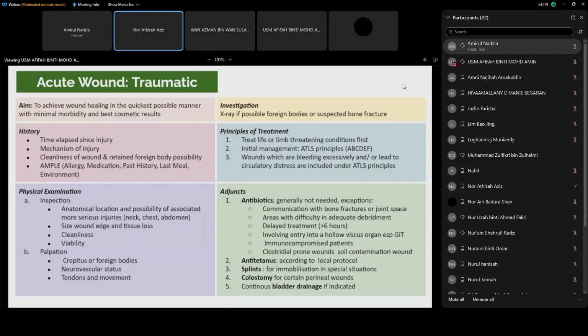Okay, for the adjuncts, antibiotics are usually not needed except in the case of communication with bone fracture or joint space, in areas with difficulty in adequate debridement, when there is delayed treatment, which is more than 6 hours from the onset of the injury, when there is involvement of a hollow viscous organ, for example the GIT, in immunocompromised patients, and in clostridial prone wounds, such as soil contaminated wounds. Next is antitetanus, according to the local protocol, splinting, colostomy for certain perianal wounds, and lastly continuous bladder drainage if indicated.